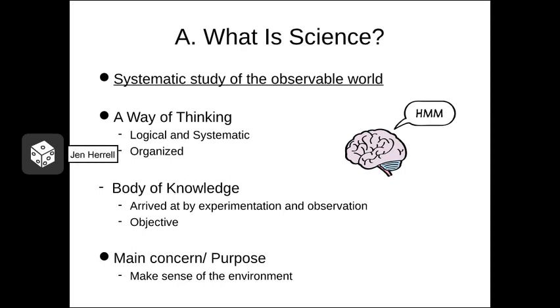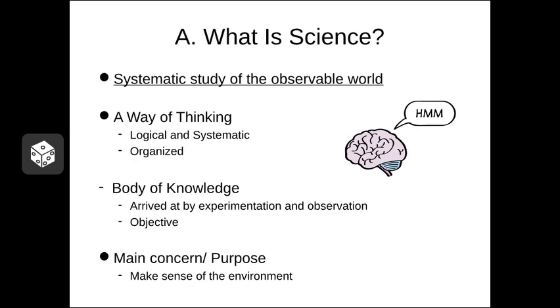So first, let's just start with a very simple definition of science. Science is the systematic study of the observable world. Science is a way of thinking, and it's a way of looking at the world that is very logical and systematic. So it depends very much on reason, and there's a sort of series of steps you go through when you think about a scientific problem. And this way of thinking is very organized.